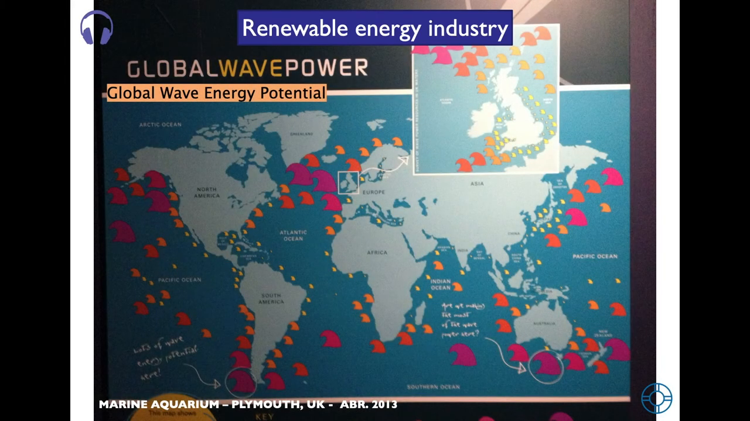The renewable energy industry is definitely interested in the knowledge of the highest wave heights over the ocean. They are interested in the global wave energy potential. They are interested in mapping this. This picture was taken by me in the Marine Aquarium Museum in Plymouth, UK, some years ago. It can give us the notion that the highest waves over the oceans are in the southern hemisphere, and some of them are in the North Atlantic. There are some other highest waves in the North Pacific also.